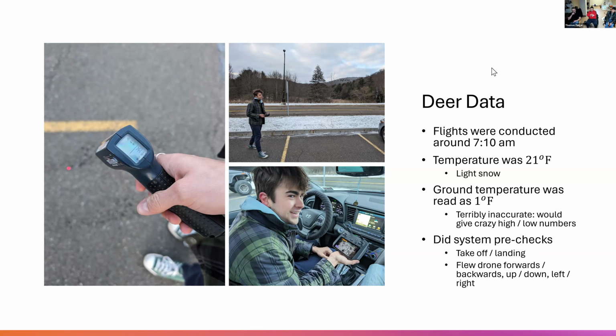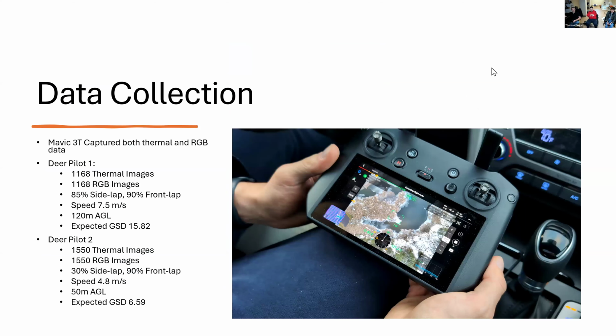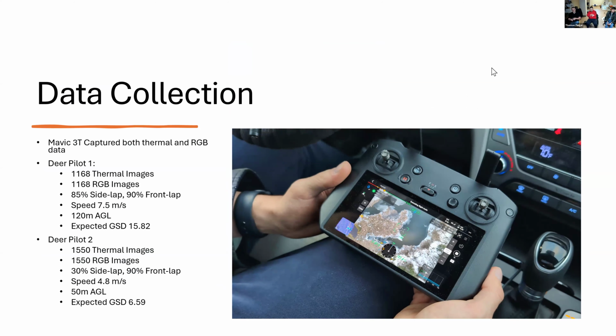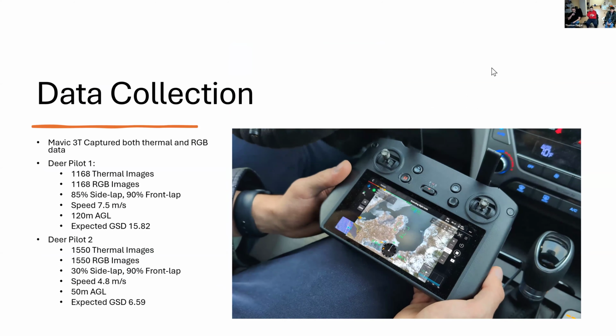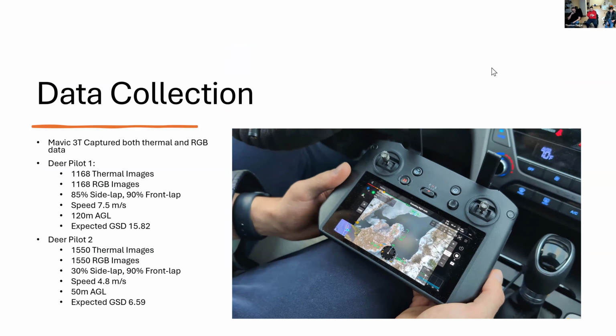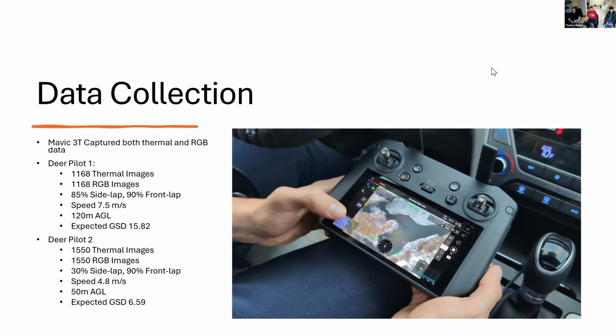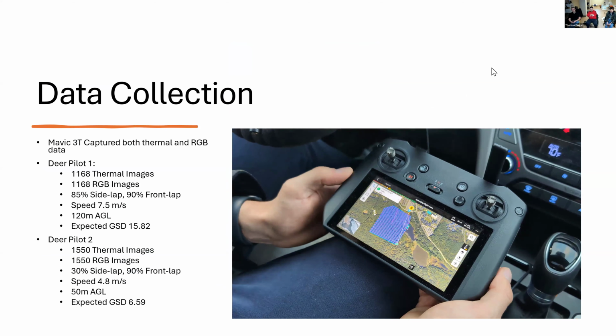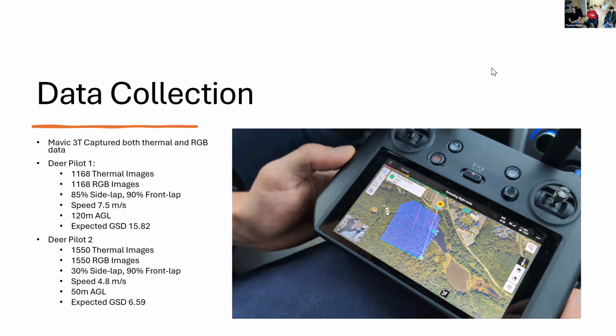So we did system pre-checks. I was able to take the drone off, do landing stuff, fly it forward and backwards, which was cool. That drone was nice and easy to fly. And so for the data collection, we used the Mavic 3T, which has thermal and RGB. And so we did 2 flights.